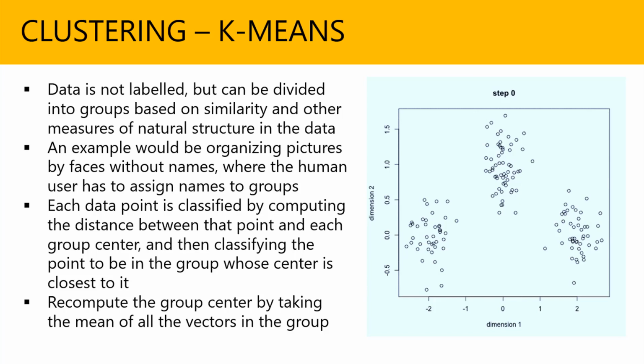from within a group center, and then classifying the point to be the group whose center is closest to it, right? So each of these clusters that you see will have a center point, and then the distance is measured from that center point to each of these small bubbles within the particular group, and then recompute the group center by taking the means of all the vectors in the group, right? So this is the mathematical algorithm that clustering k-means uses. So you can apply this as well.